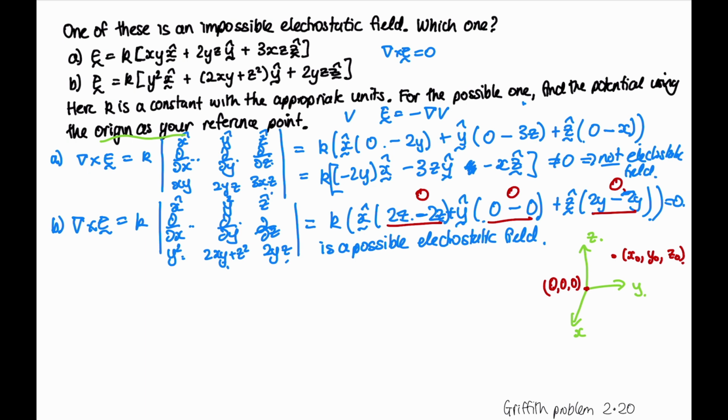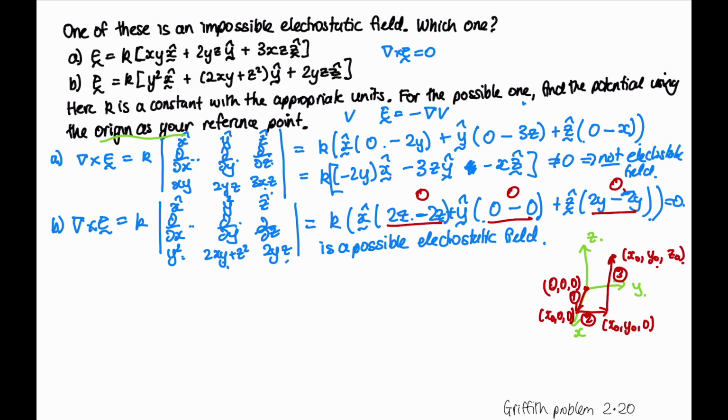So let's take the simplest possible path. Let's go in the x direction. So we'll go from 0 to x0, 0, 0. And then we'll go in the y direction. So this is to x0, y0, 0. And then we'll go up in the z direction to x0, y0, z0. Okay, so let's call this one here part 1. Here we've got part 2, and here we've got part 3. And we'll integrate for each of those parts.